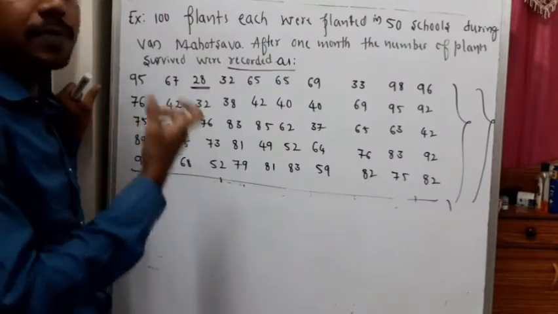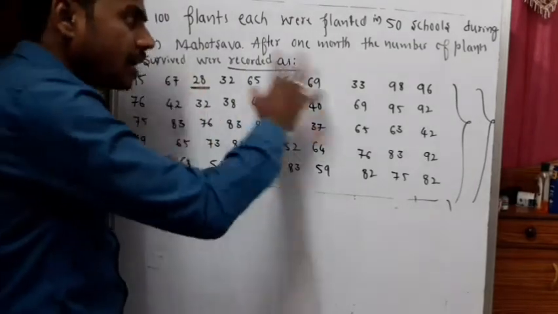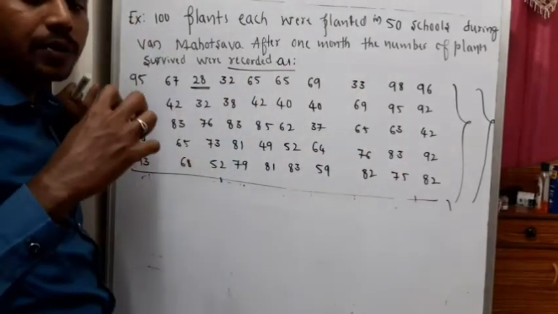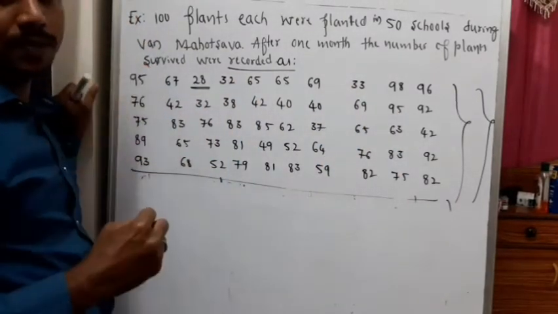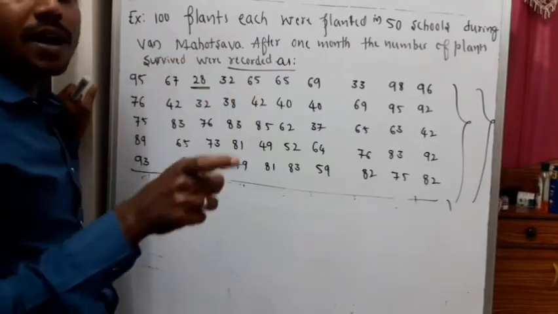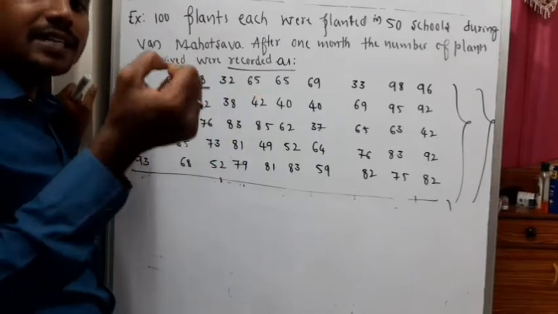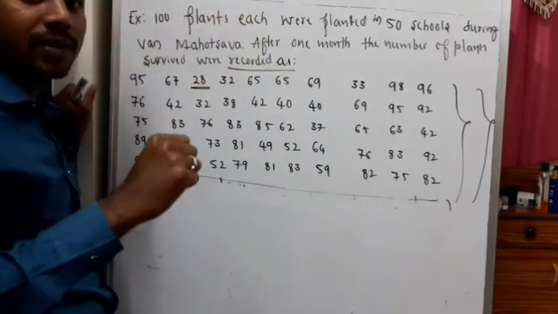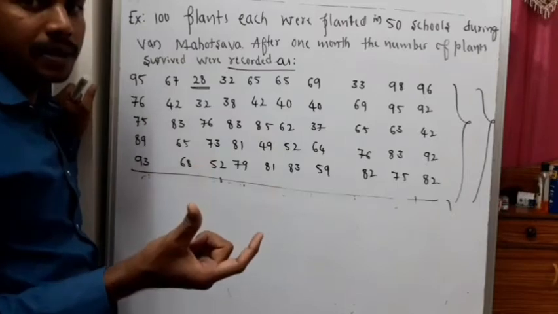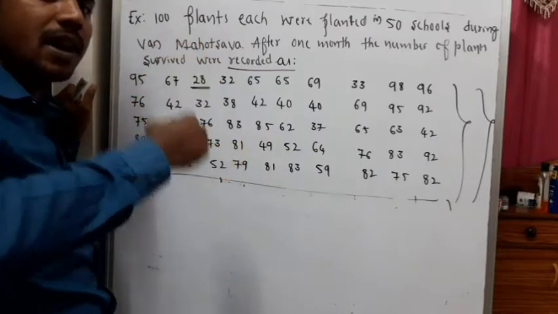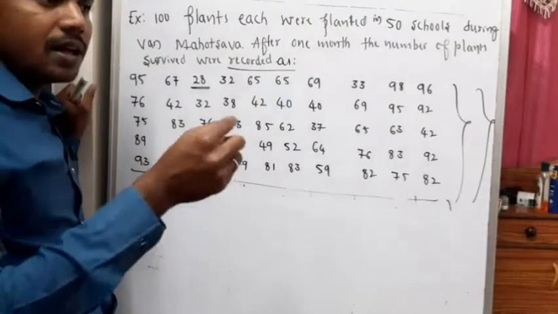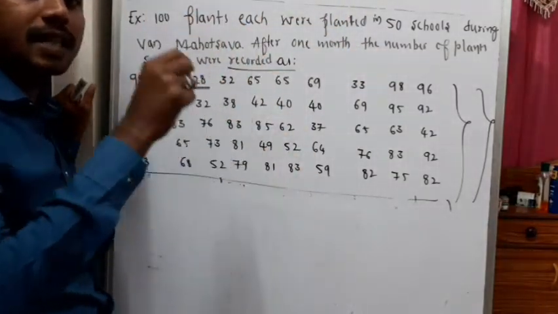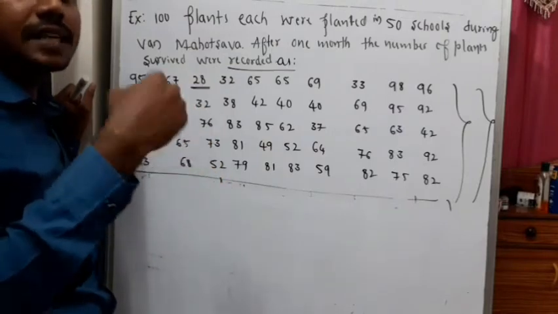So how can we represent it? See, since such data has a large number of observations, we need to arrange it in the form of groups. Those groups are called class intervals, and the least number of the class interval we call the lower limit, and the greatest number of the class interval we call the upper limit. The difference between upper limit and lower limit we define as the size. The group size is nothing but the class interval size.